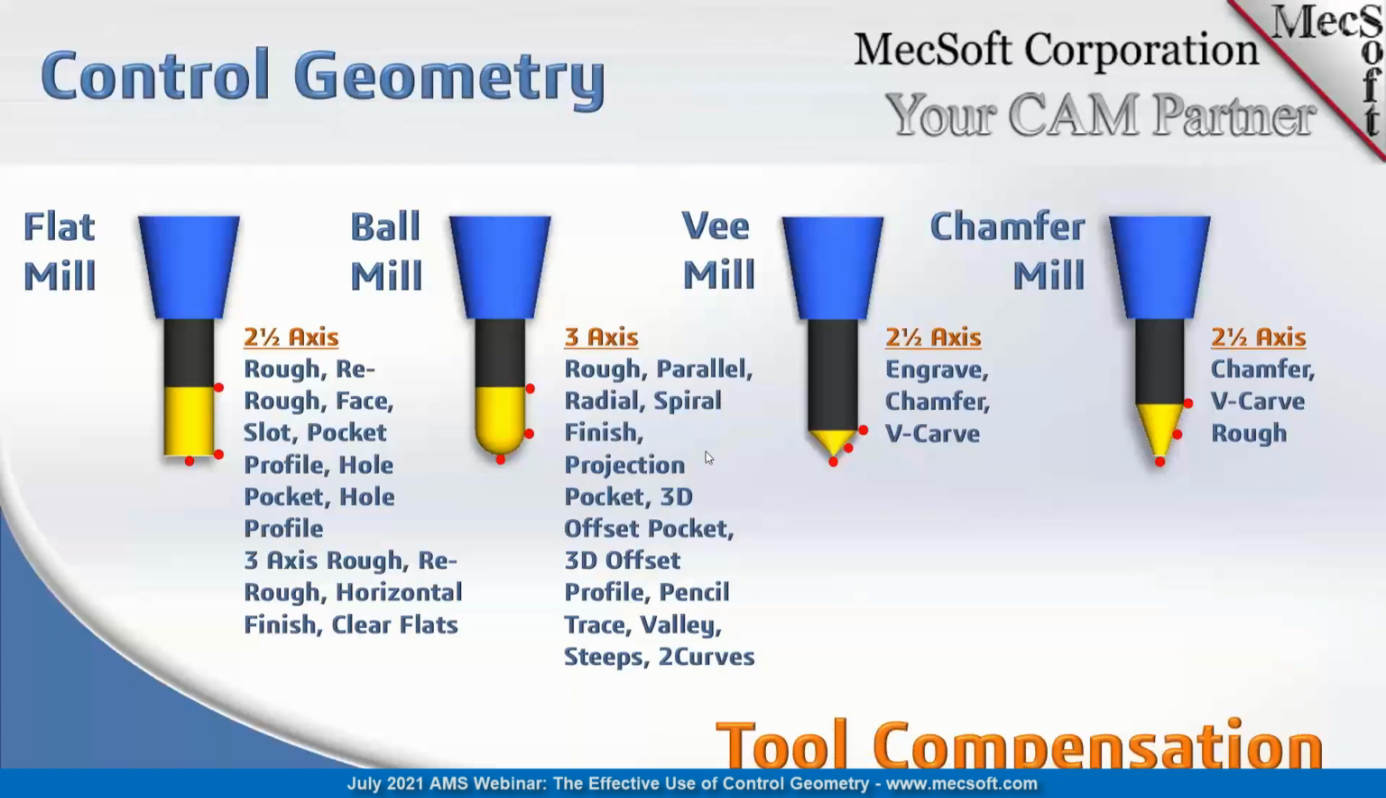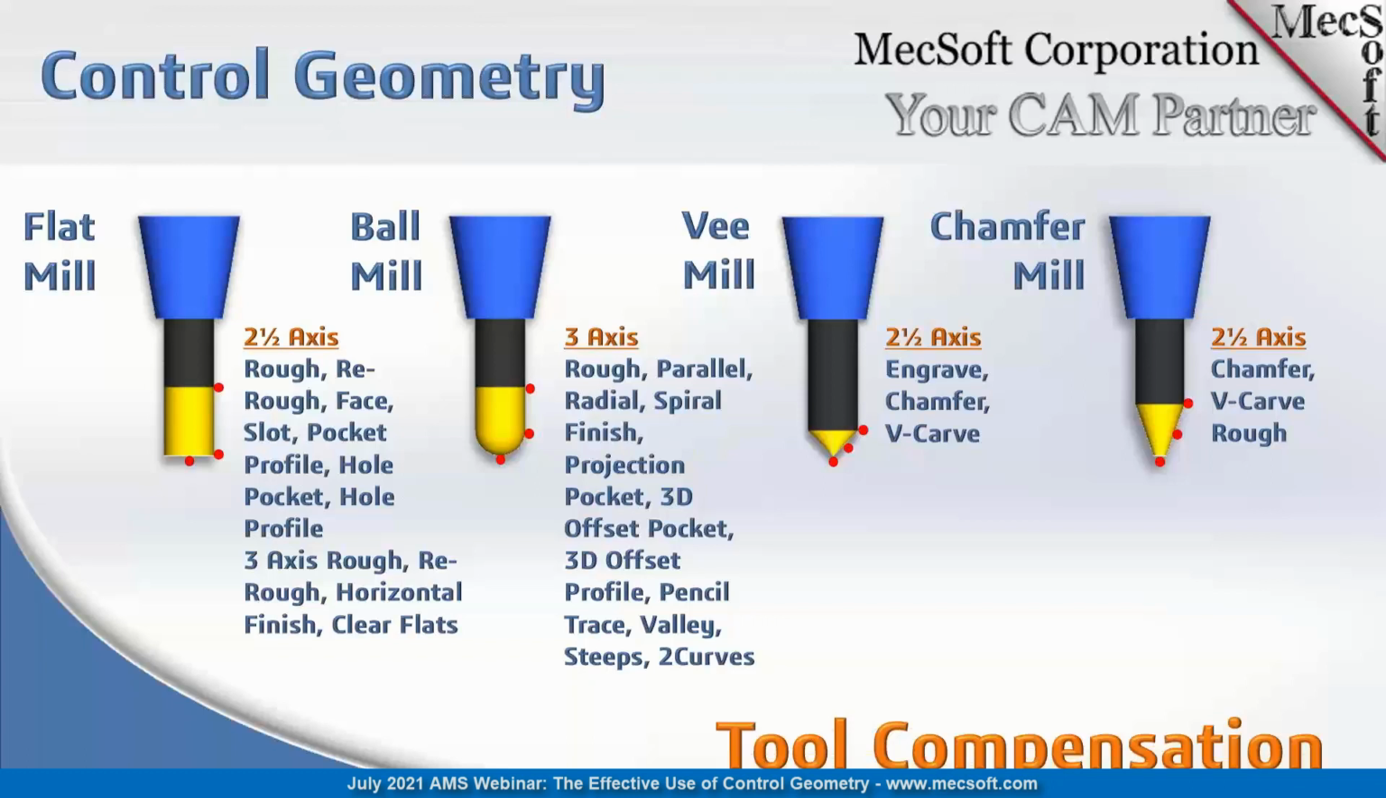So in 3-axis, the ball mill is the most common tool used. You can use it for roughing, you can use it for finishing, and obviously you can use it for pre-finishing. So we have roughing listed, and parallel, radial, and spiral finishing typically use the ball mill. Other operation types are projection pocketing and 3D offset pocketing. These are the more advanced 3-axis toolpaths. And then it is also used for pencil tracing, valley machining, etc.